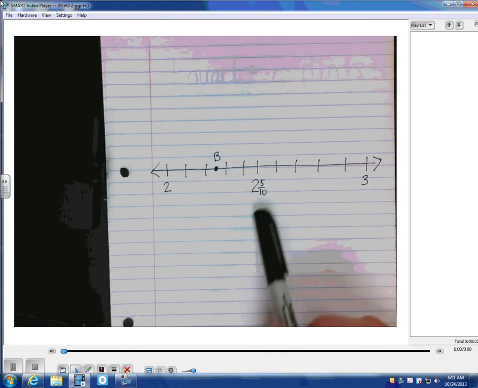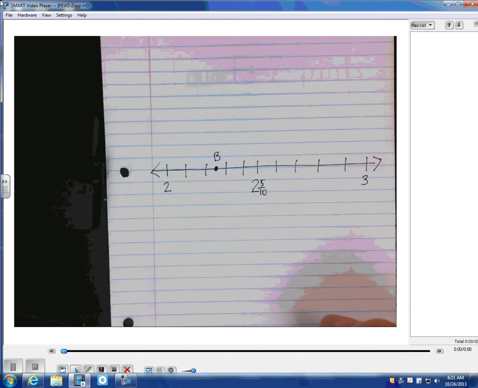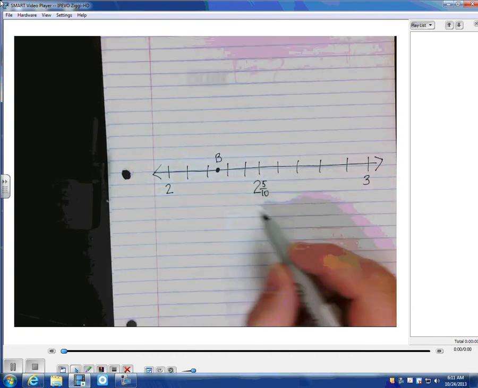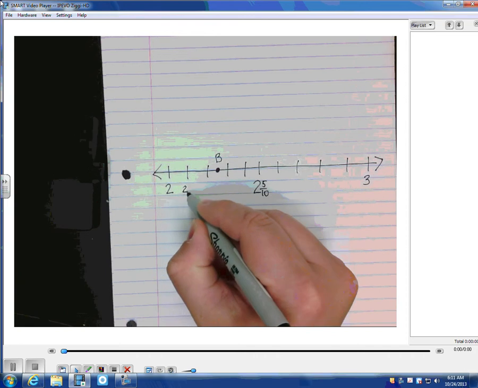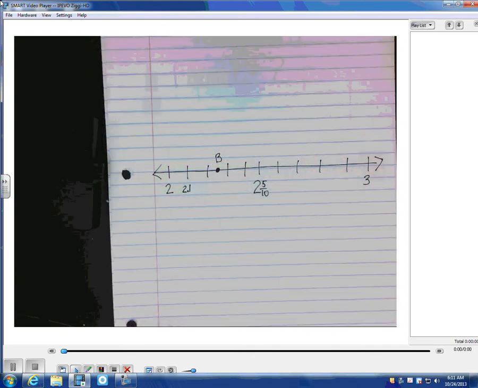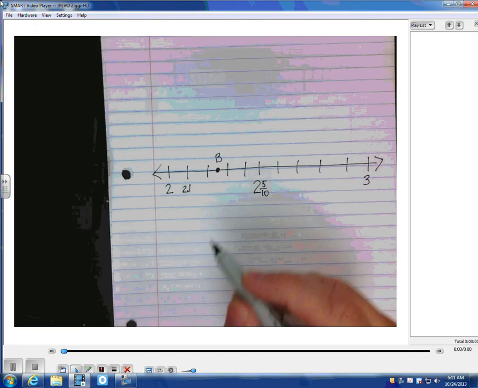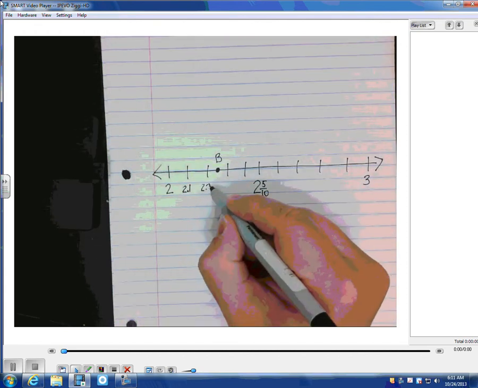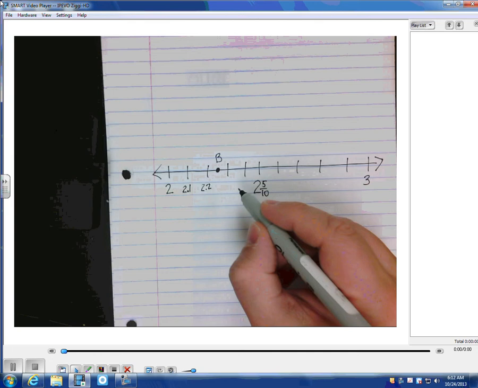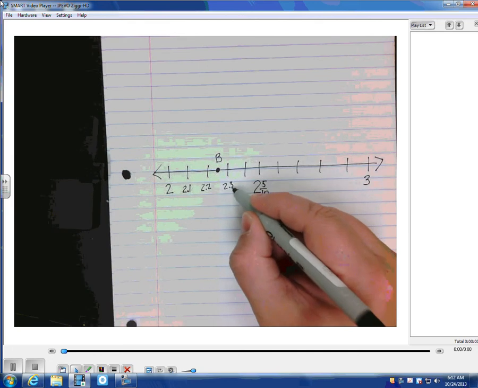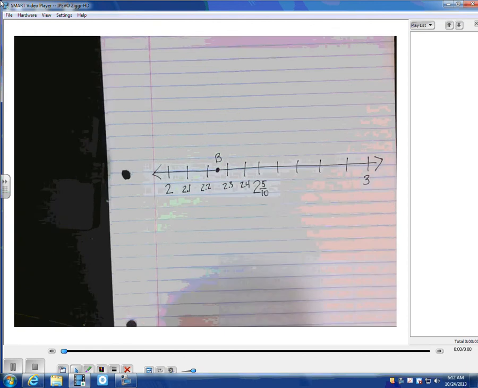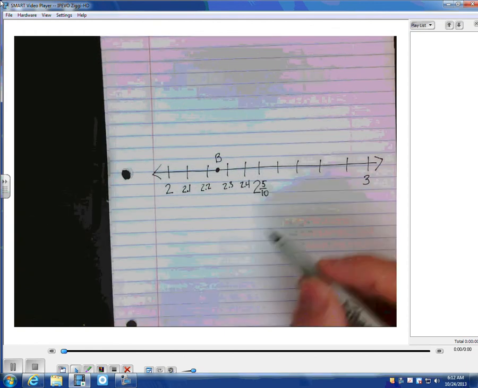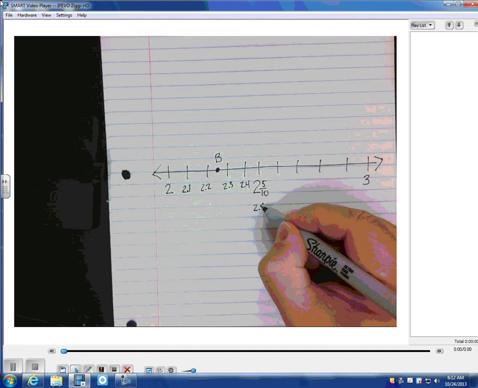All right. So this, even though it's not asking us, this would be 2 and 1/10. This would be 2 and 2/10. This would be 2 and 3/10. This would be 2 and 4/10. Okay? This is the same thing as 2 and 5/10.